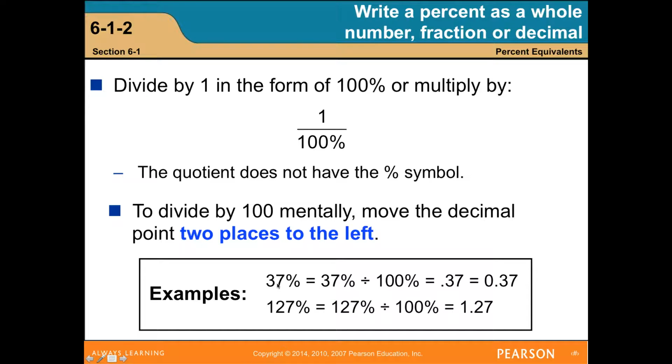So, some examples. If you have 37 divided by 100, you just move the decimal point over. Pretend that here you had the decimal point, 37%, and then you just move it, boom, 2 over to the left. And then you get 0.37. Same thing here. You put it there, and now you get 1.27.